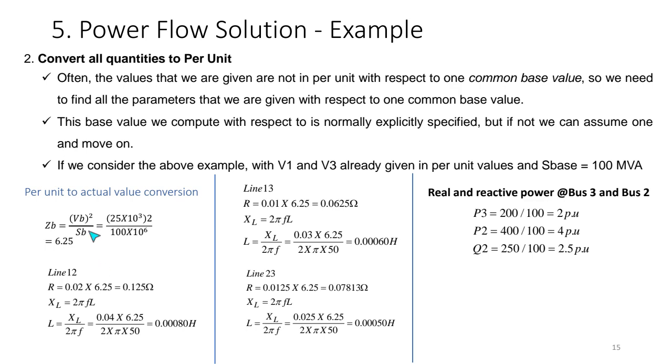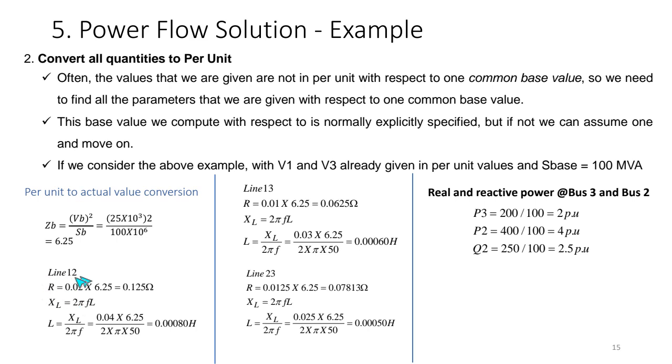Okay. Because the formula is VB squared by SB, so VB squared divided by SB. There is a separate derivation of how we come to the formula VB squared by SB, but that is not important here. The formula will be given in the formula sheet, and based on that we can see the zone impedance is VB squared by SB.